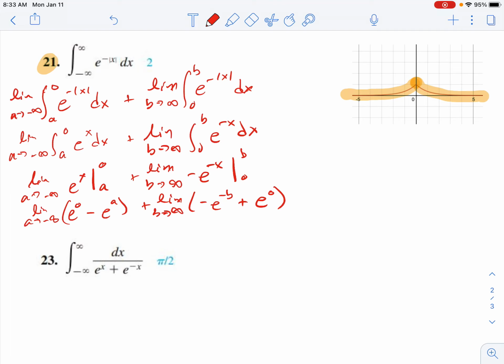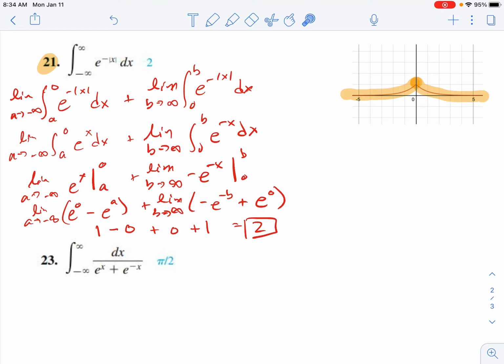So here we have e to the 0 is 1, and then minus e to the negative infinity, which is going to be 0, plus negative e to the negative infinity, which is also going to be 0, plus 1, and so that equals 2.